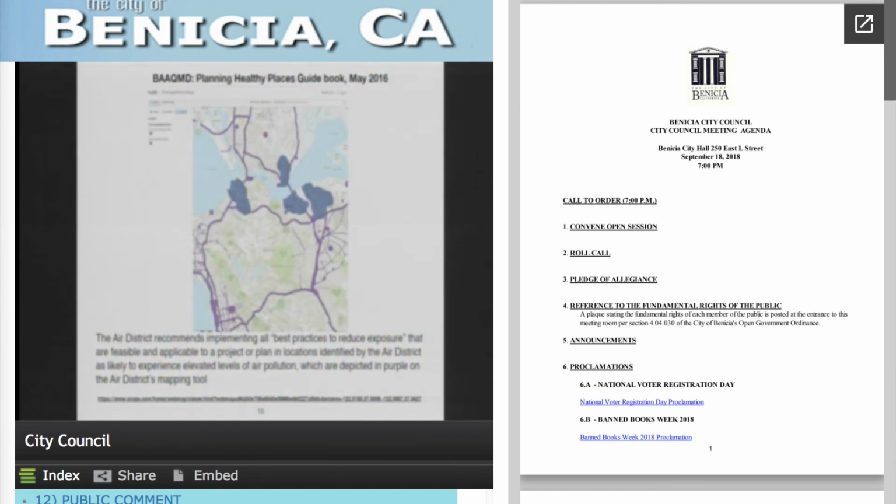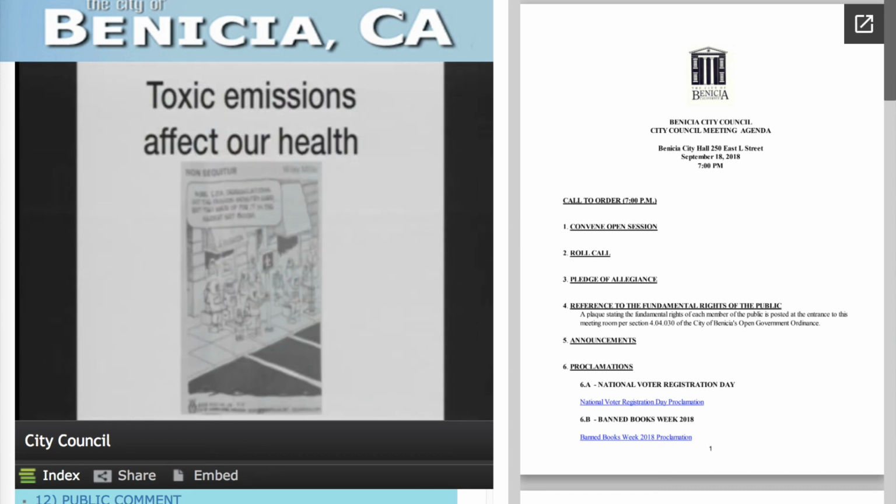The Bay Area Air Quality District's May 2016 Planning Healthy Places Guidebook includes Benicia for implementing best practices to reduce exposure. Toxic emissions affect our health. And a cartoon from the Vallejo Times recently shows people near a fashion boutique waiting to cross the street. And the caption reads, "Sure, EPA deregulations hit the fashion industry hard, but they made up for it in hazmat suits." Thank you.